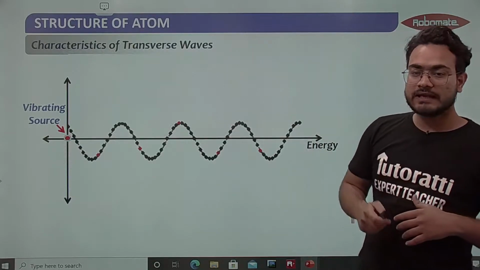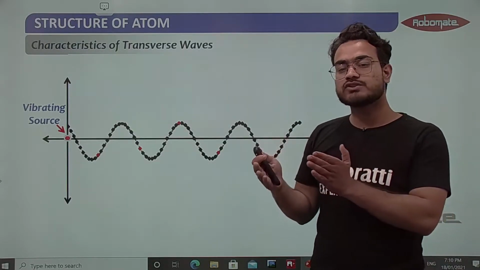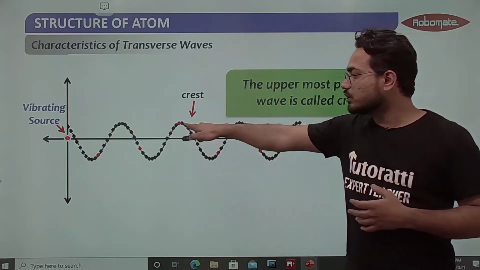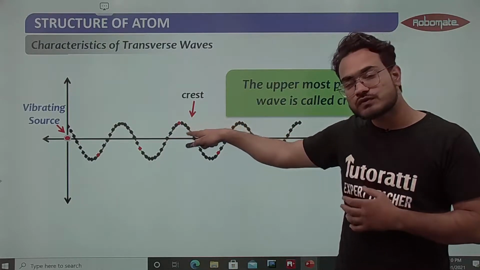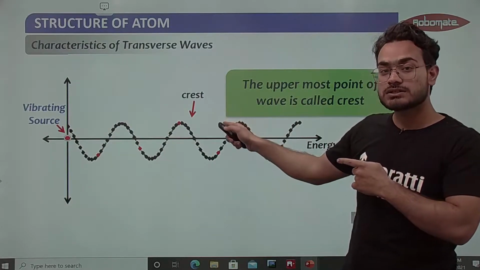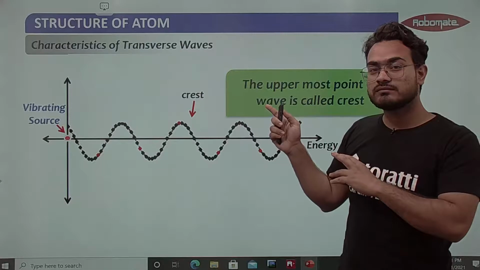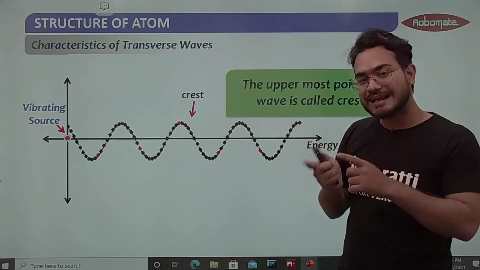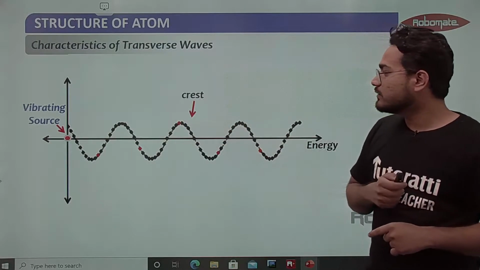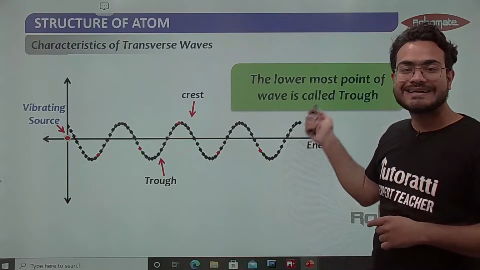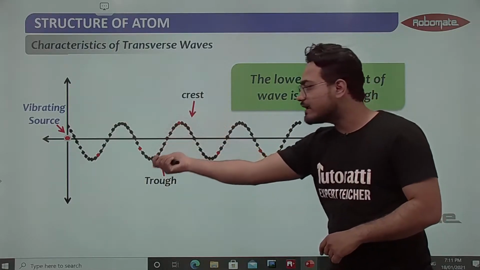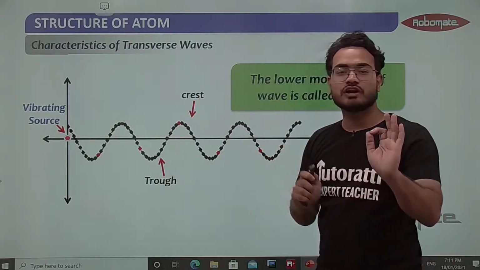Okay, we will know about the various components of a transverse wave. What are those? The topmost point of a transverse wave is called crest. Not pizza crust, it is crest, CREST. That is different. Don't let your mouth water, you are sitting with a snack, okay? This top point is crest, and the bottommost point is called trough. This is crest, this is trough. Crest is the top point, trough is the bottom point of a transverse wave.